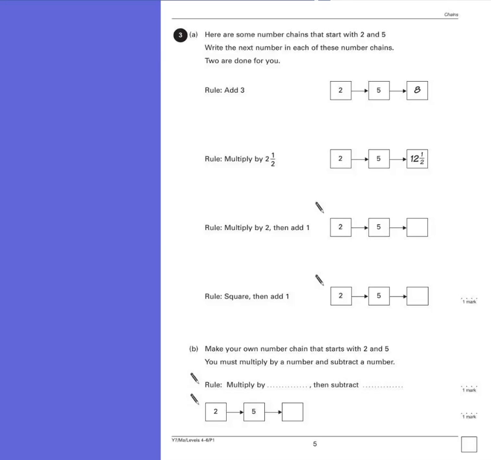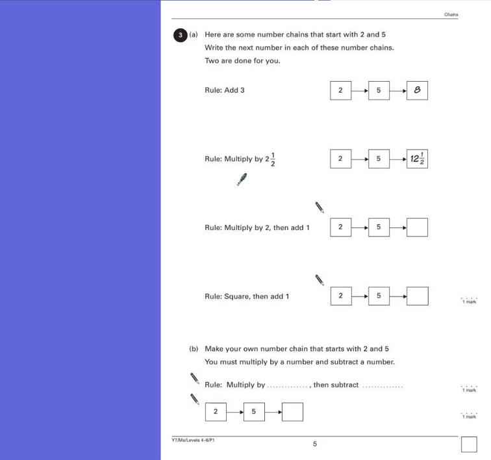Question 3, Part A. Here are some number chains that start with 2 and 5. Write the next number in each of these number chains. 2 are done for you. So for the example rule, add 3, we start with 2, we add 3 to get to 5, so therefore the next number following that rule would be 8, because 5 add 3 is 8.